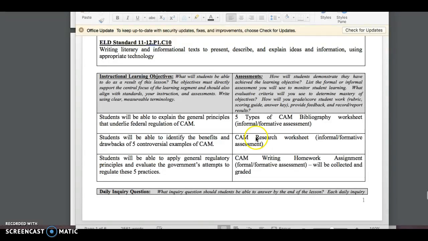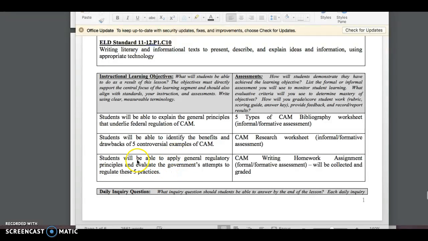The next objective is students will be able to identify the benefits and drawbacks of 5 controversial examples. So as they do the jigsaw activity and fill out their CAM research worksheet, which will also be informal formative because they will be doing it in class, it'll just be checked and made sure students understood.